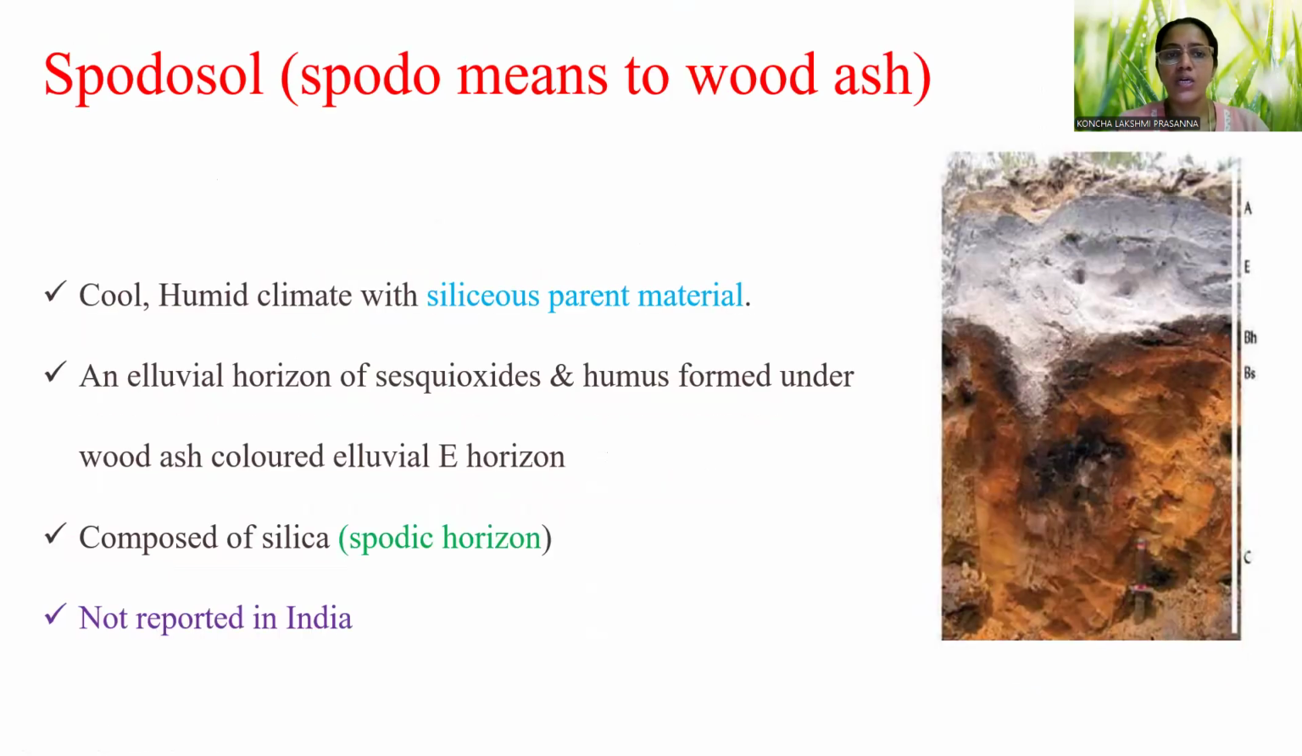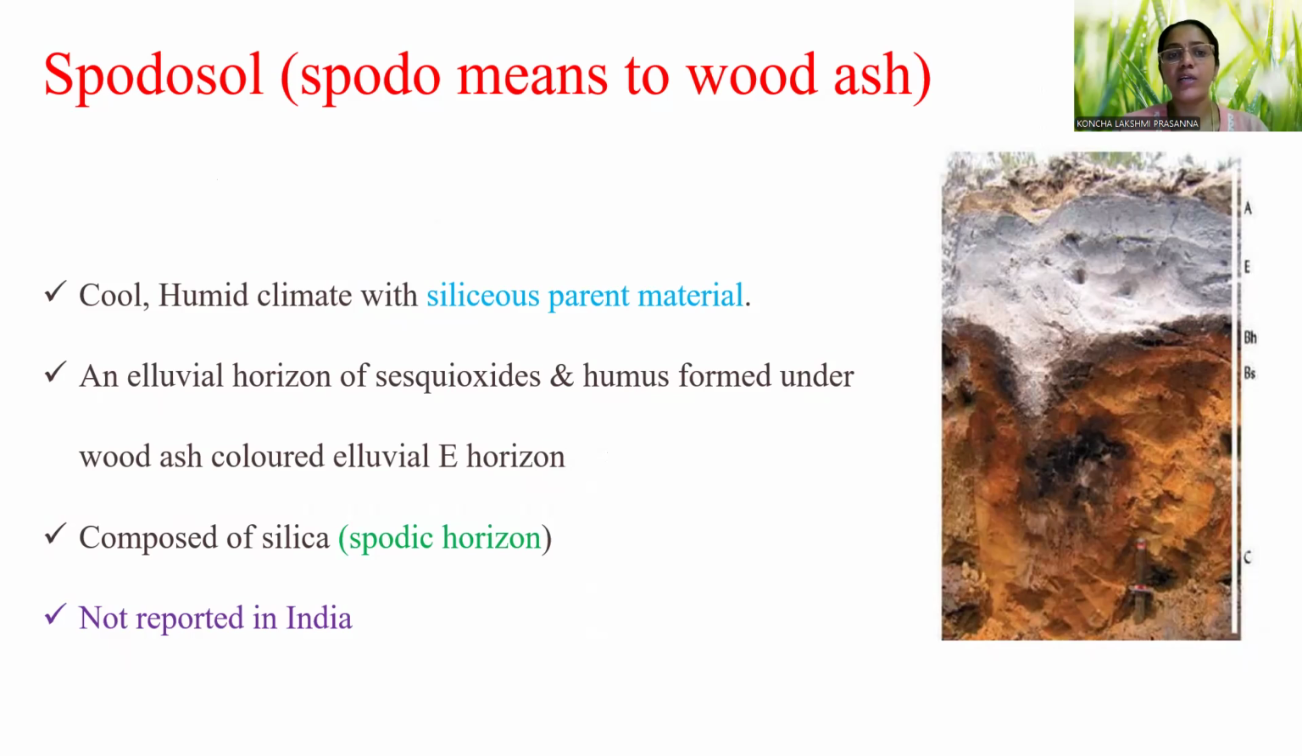Next is the spodosols. Spodosols means wood ash appearance. So these soil orders are generally present in the cold and humid climate with siliceous parent material. Siliceous means acidic parent material, and illuvial horizons of sesquioxides and humus are formed under the wood ash, having the E horizon present in them. Composed of silica, it is mainly composed of the parent material, that is silica, having the spodic horizon present in them. These soil orders are not generally reported in India.